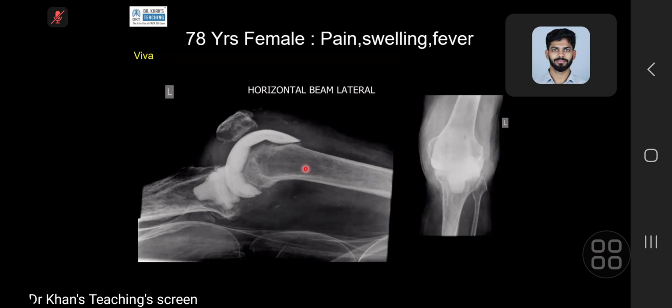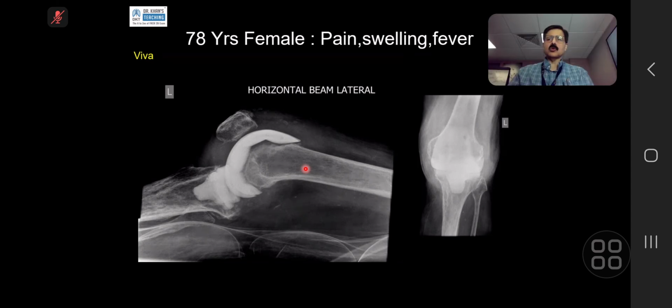Other than that, I can see an obliteration of the soft tissue planes of the distal femur, surrounding the distal femur. So this patient has got a total knee replacement, right? Yes, sir. So now the question is, with this kind of swelling, what is happening? This kind of symptoms, I mean to say.